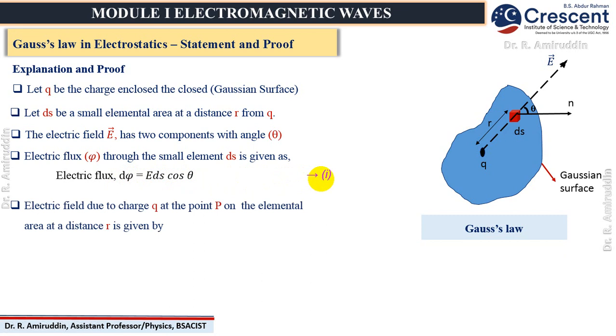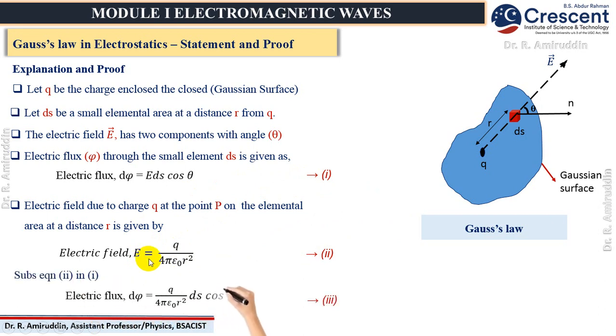In the previous slide we have seen that the electric field due to the charge q at a point P on an element area at a distance r is given as electric field capital E equals q by 4 pi epsilon naught r squared. Let us consider this as equation number 2. Now in equation number 1 we will substitute the relation of capital E. So we have electric flux d phi equals q by 4 pi epsilon naught r squared ds cos theta. Let us consider this as equation number 3.